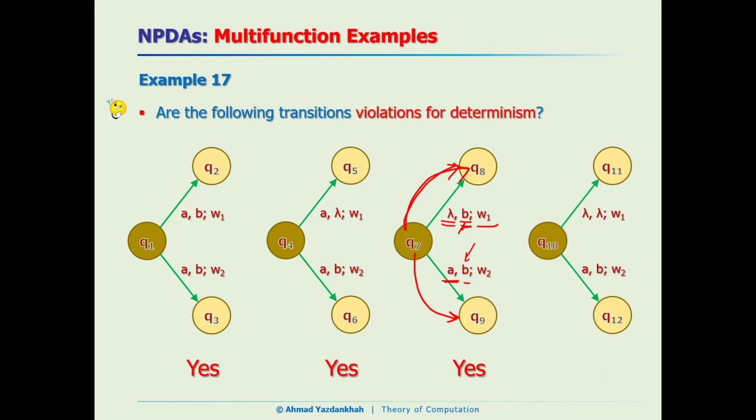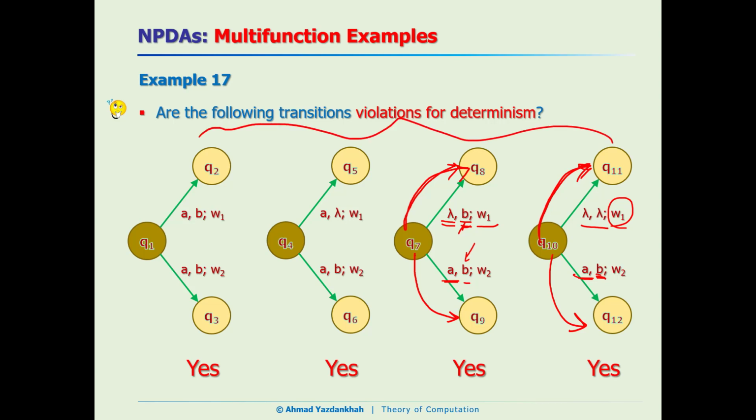Another example: here we have a lambda transition. The machine can unconditionally move here and push W1 into the stack. But here we have the input symbol A and the top of the stack B. So if the input symbol really is A and the top of the stack is B, then both of these transitions are possible. This is another violation of determinism. So in some situations, all of these four are violations of determinism.